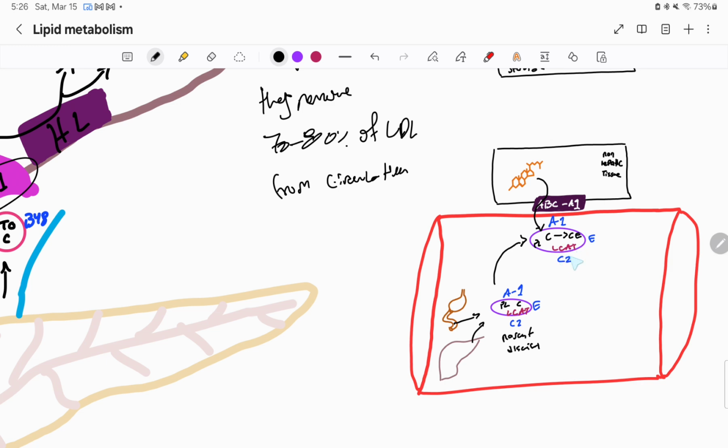So over here, what this LCAT is doing, look at its name, lecithin. Again, if you remember from a previous video, lecithin is a phospholipid. So it's taking this phospholipid, lecithin, and it's cleaving a fatty acid from it to create a lysolecithin. Then it's transferring the free fatty acid from that phospholipid that we just cut onto the cholesterol.